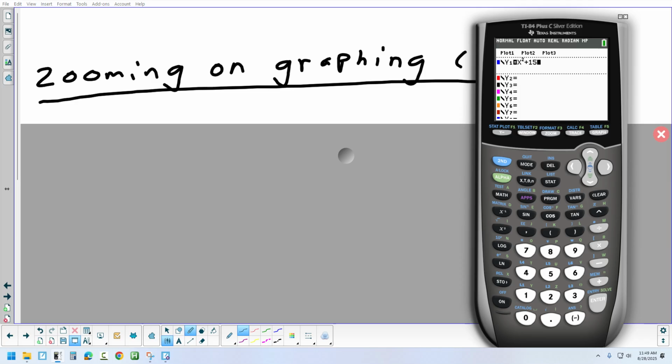Before you graph anything, you always want to either use the window or the zoom button. Okay? What that's going to do is allow us to set how big the x-axis is and how big the y-axis is. It's like how big the graph paper is. The standard window that we always generally start with is -10 to +10 on the x and -10 to +10 on the y. If you press zoom, and then you can either go down to the 6 and hit enter, or just press 6. Zoom, 6. It automatically just set it -10 to 10 and -10 to 10.